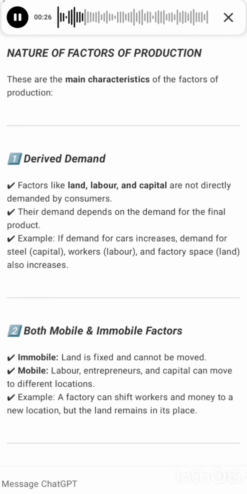Both mobile and immobile factors. Immobile: land is fixed and cannot be moved. Mobile: labor, entrepreneurs, and capital can move to different locations. Example: a factory can shift workers and money to a new location, but the land remains in its place.